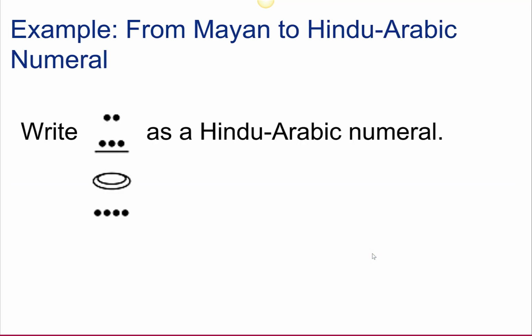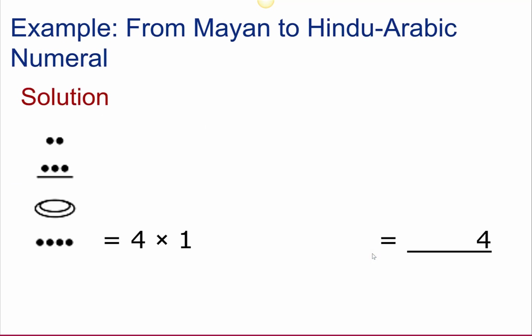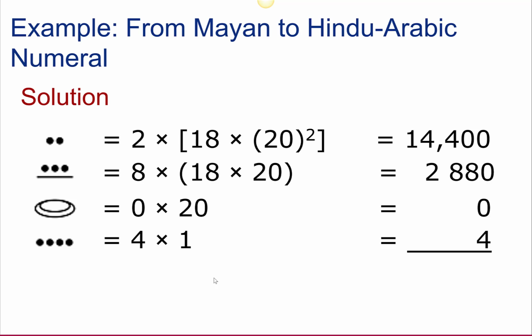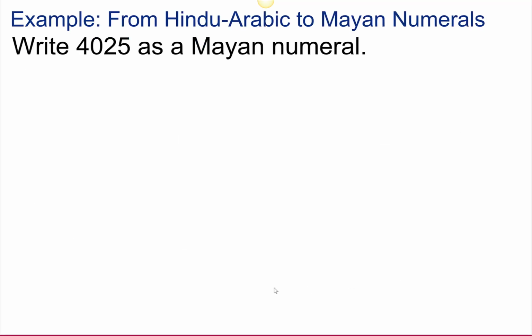So let's do this one as a Hindu-Arabic. So we start at the bottom. These are the 1s, so 4 times 1. Next position is worth 20, but that's a symbol for 0. And the next position is worth, remember it was worth 360, and then the next position is 18 times 20 squared, and we see a 2 here. So here's what the values are. We add them all up, and we get 17,284.